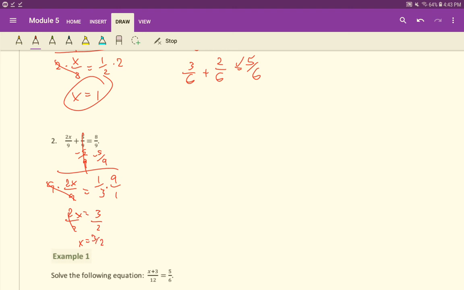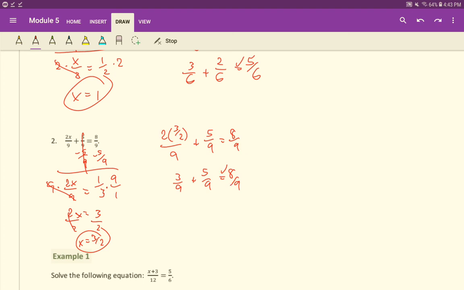So plug that in to check it. We'll do 2 times 3/2 over 9 plus 5 over 9 equals 8 over 9. 2 times 3/2 is going to be 3 over 9 plus 5 over 9 equals 8 over 9. And check, that works, right? Because the 3 and the 5 will add together to make that 8 there.